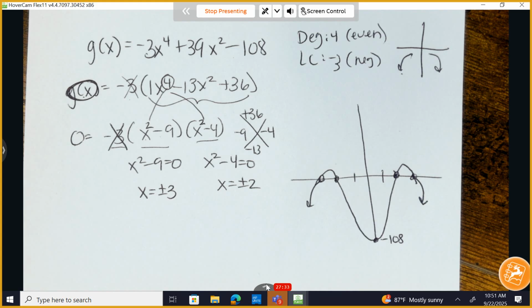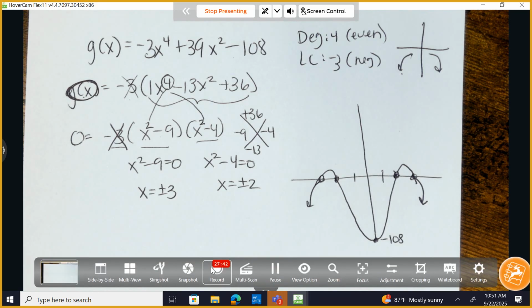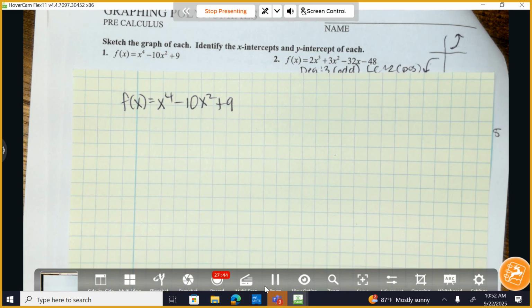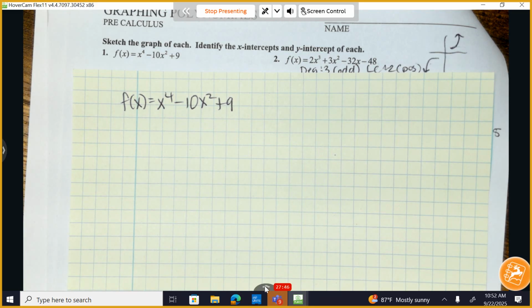At this time, please take out your homework. I want you to turn right now to problem number 1 in the homework. Students in class are working on number 1 from their homework. At the same time, I'm going to do it here.